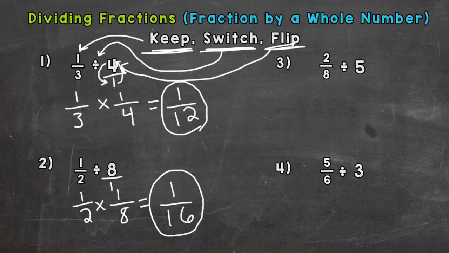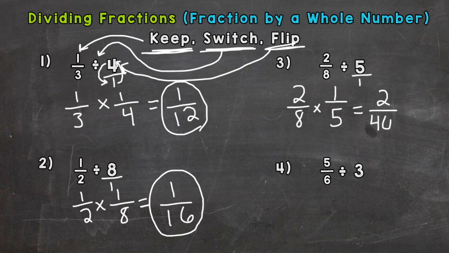Number 3, we have 2/8 divided by 5. So let's keep, switch, and flip. Now our problem's set up so we can multiply straight across. 2 times 1 is 2. 8 times 5 is 40.